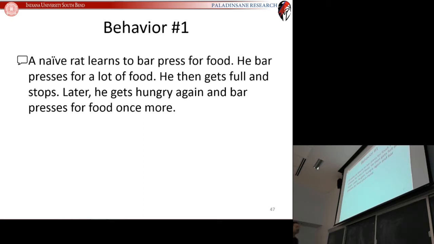All right, so we got a naive rat that is learning to bar press for food. After the rat learns, he bar presses for a lot of food. He then gets full and stops. Later, he gets hungry again and bar presses for food once more. You can consider the delivery of food to be the reinforcer. The bar press is the behavior.